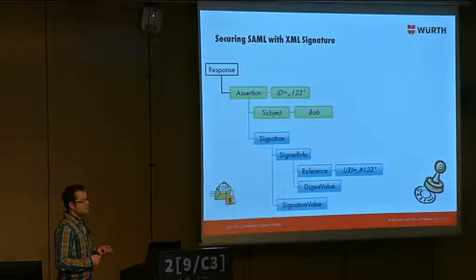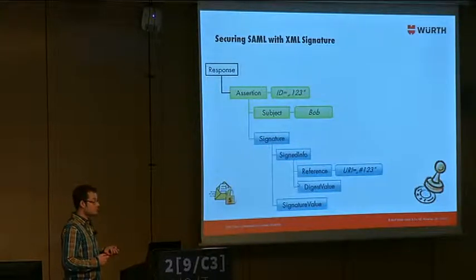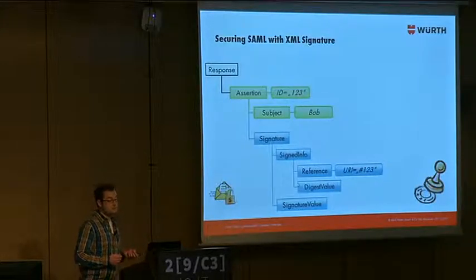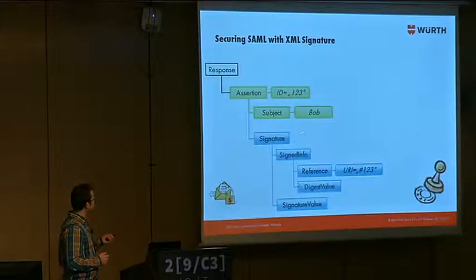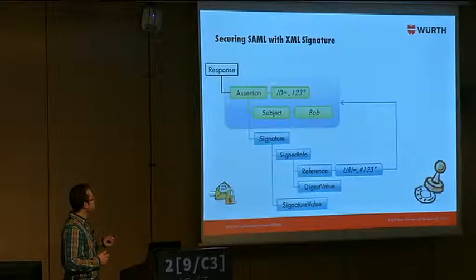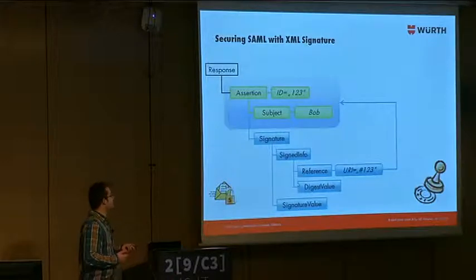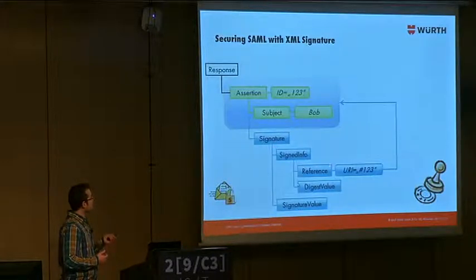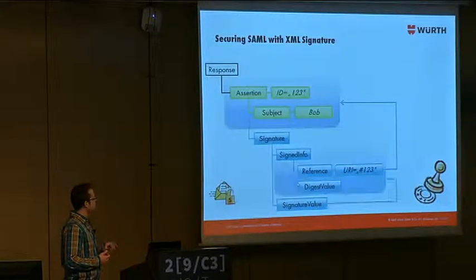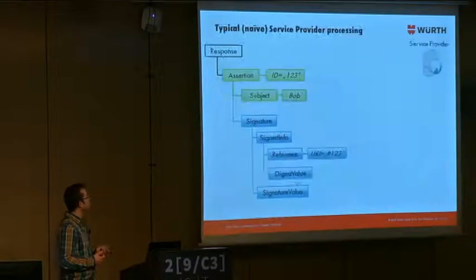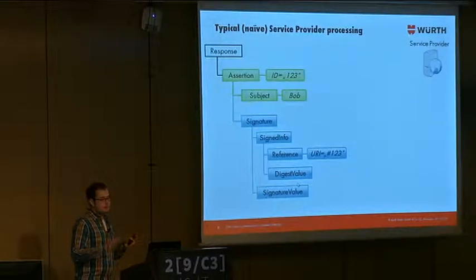Okay. So how is an assertion or a SAML response message secured by an XML signature? The XML signature is shown here with the green elements, and the Reference element with the URI attribute 123 points to the secured content. As XML signature is an indirect signature, the SignedInfo element with the reference and the digest value of the signed content is secured by the signature.